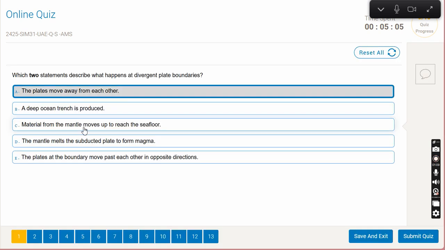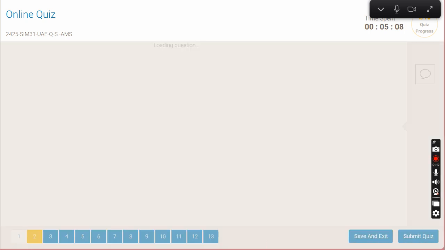So the answers are: the plates move away from each other, and material from the mantle moves up to reach the seafloor.